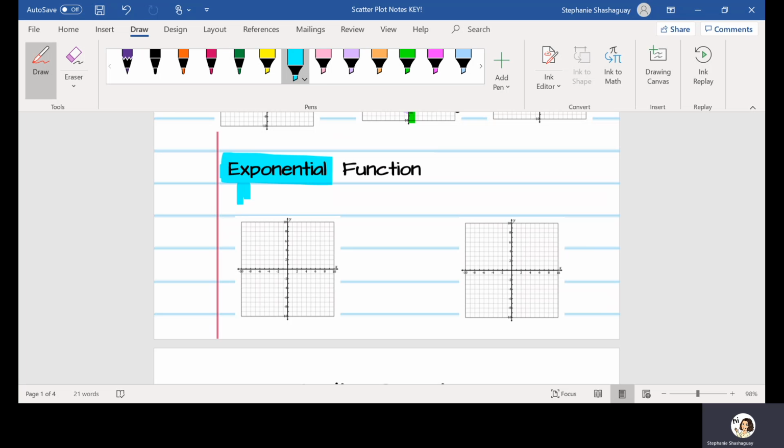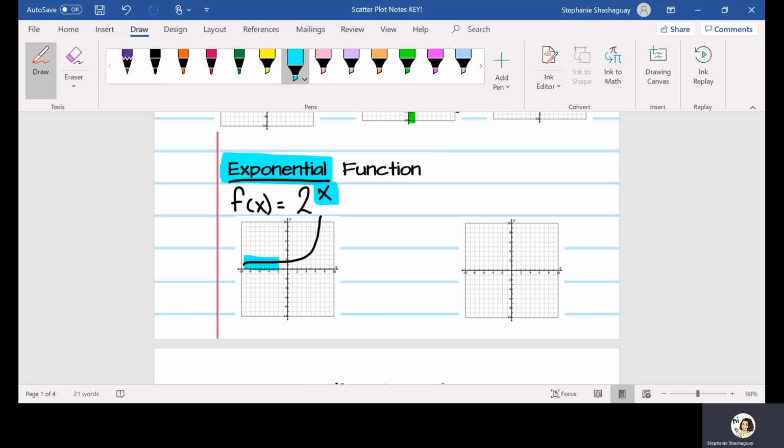Okay, so this first one, again, we're going to use our function notation, so f of x. So if f of x is equal to 2 to the x power, this exponent, that variable is an exponent now, and because my variable is an exponent, I have an exponential function. So that graph would look something like this, okay? That is a positive exponential function.